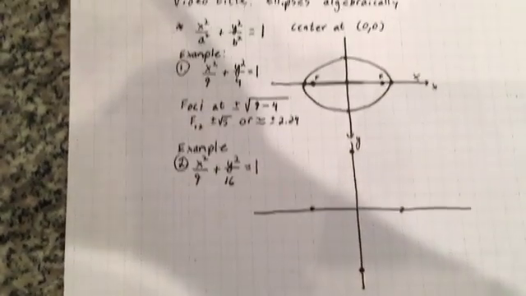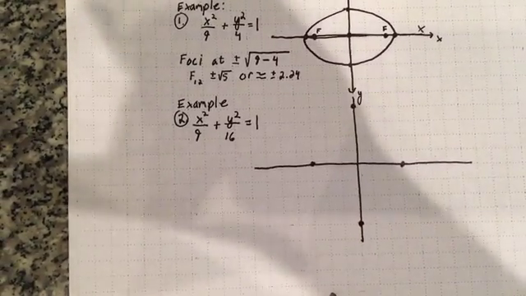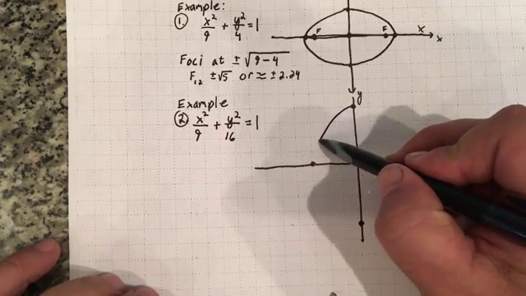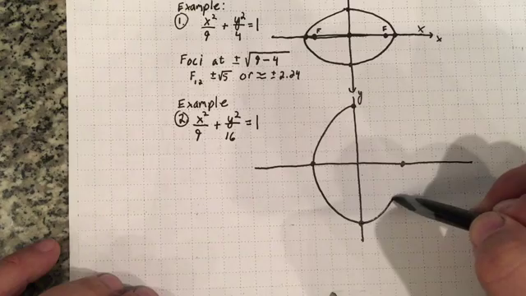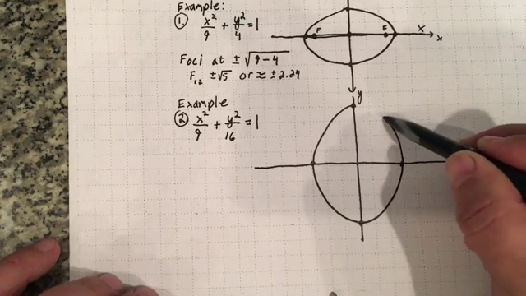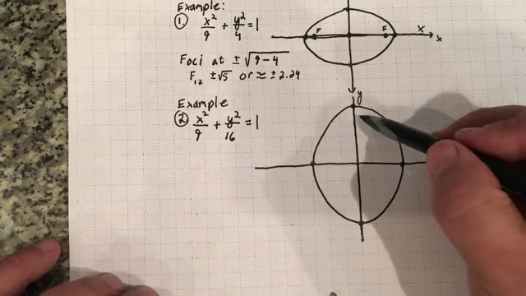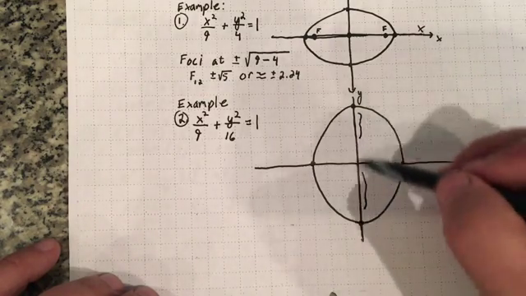Now when I graph this, we should notice that it's not going to be as hamburger shaped as the top example 1. It's going to be more hot dog shaped. Now what that means is that my major axis is now vertical. So my foci are going to go somewhere along in this area, along here on the y-axis.